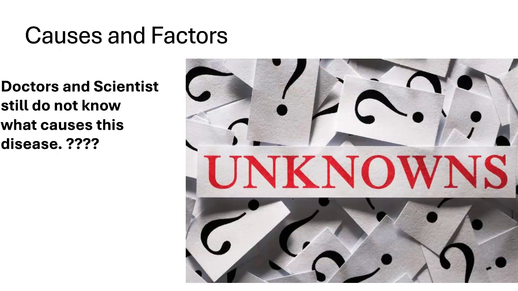Causes and factors. The exact cause of Kawasaki's disease is not known at this time, but it is believed to be triggered by an infection, possibly viral or bacterial, in children who have a genetic predisposition. It is not contagious, so therefore it does not spread to other people, but some children are susceptible due to their environment or their genetic factors.